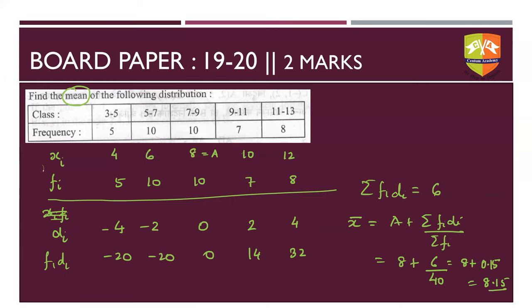1.5. 2 marks for this. But don't do it like this. Please draw a vertical table separately. I'm just doing it like that for the positive time.